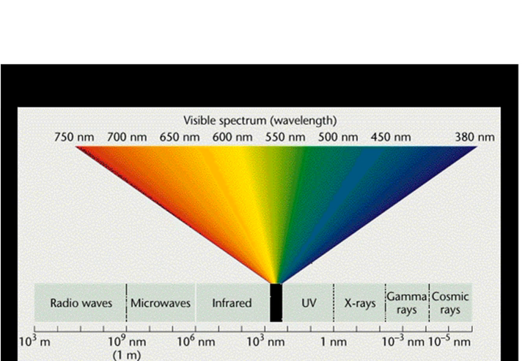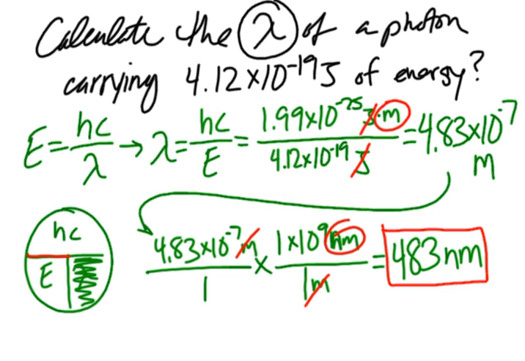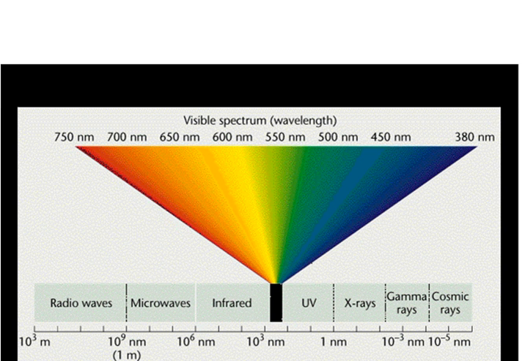My wavelength was 483 nanometers. So here's 450 in this range. 483 would be between 500 and 450, so we're looking at kind of a bluish green, a blue-green color. And that's how you would get that.